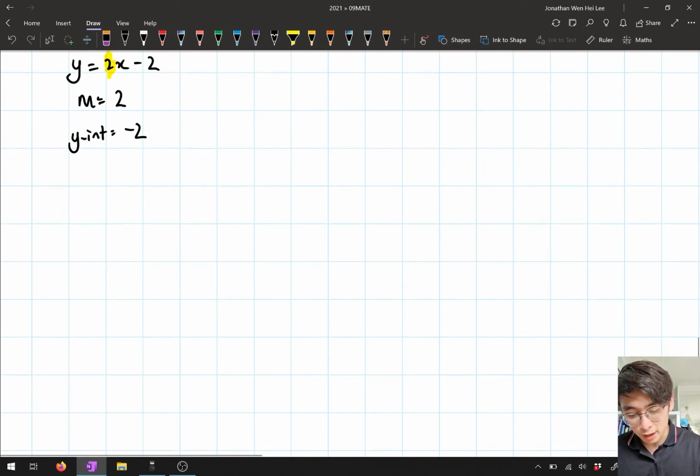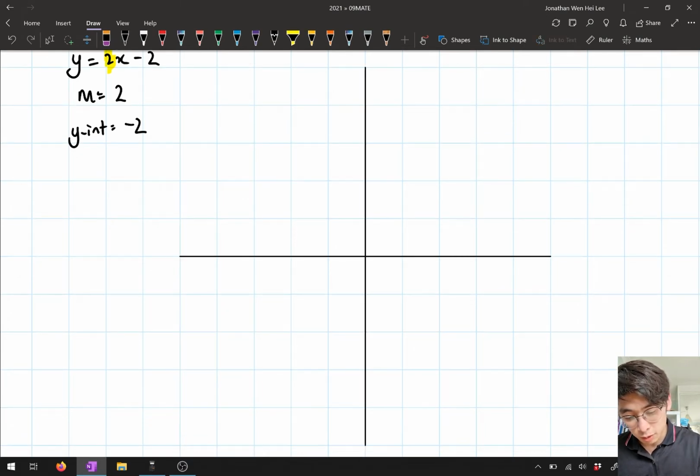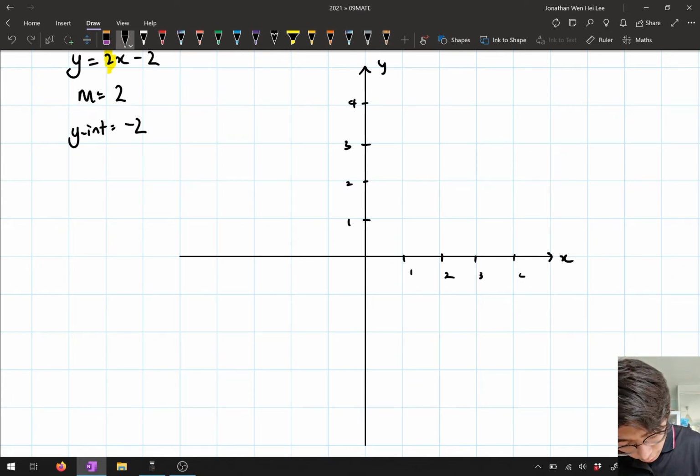So to sketch this, I'm going to grab my shapes and draw out my Cartesian plane. I'm going to make it a little bit bigger so I can sketch this accurately. So my Cartesian plane, x, y, and I want to make the scale accurate. So 1, 2, 3, 4, 1, 2, 3, 4, negative 1, negative 2, negative 3, negative 4, negative 1, negative 2, negative 3, negative 4.